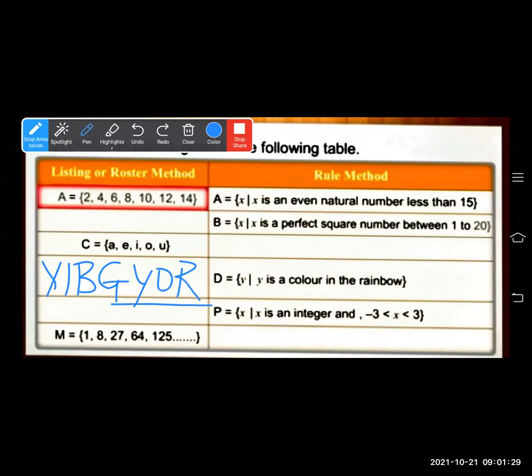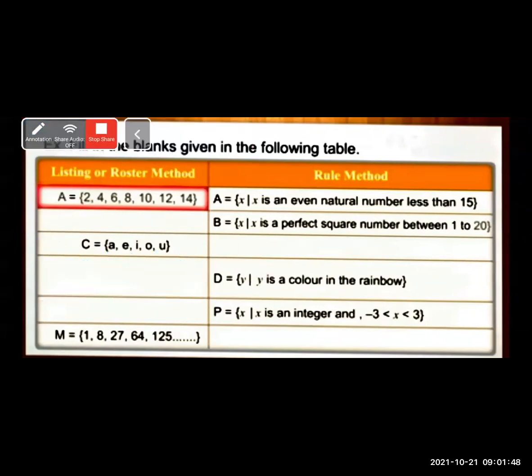VIBGYOR. This way you have to learn VIBGYOR: violet, indigo, blue, green, yellow, orange, red. And there is a poetry also in the class, I think junior class: violet, indigo, blue, green, yellow, orange, red. This kind of poetry is there. That also you can learn. That way also you can learn.